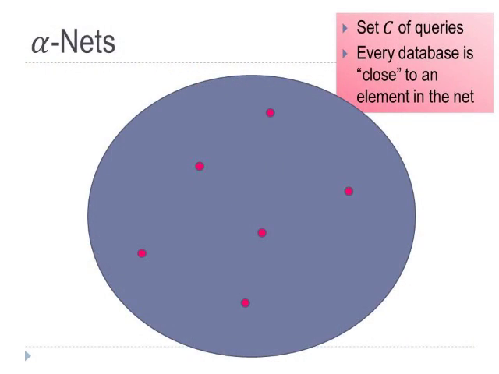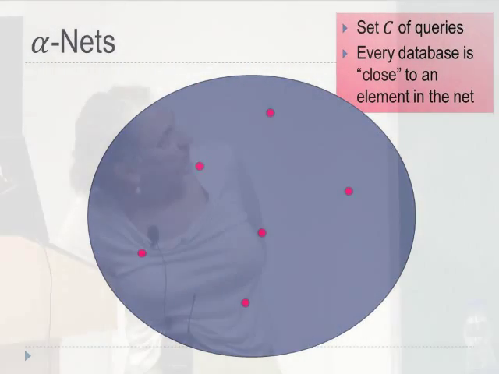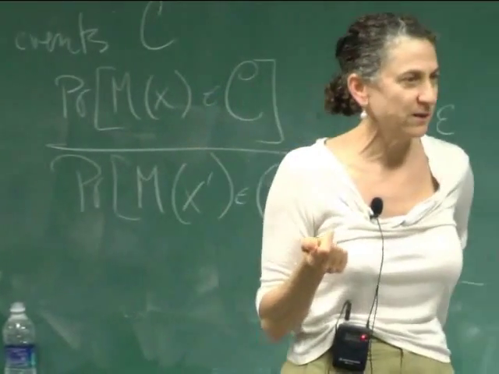Now, to understand how well it did, we're going to have to understand something about how big those small databases are. We want some kind of alpha-beta accuracy.